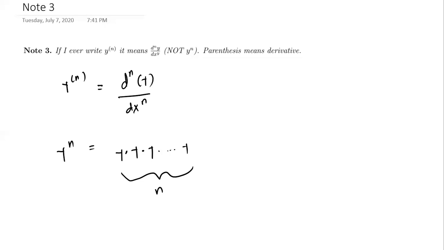So I introduced this so I don't have to keep writing, if the independent variable is clear, I might just write this instead of writing this because it's less writing, right? So as long as the independent variable is clear, I'm probably just going to use this here. So the way to remember this is in an exponent, parentheses means derivative. Like this, just a function to a parentheses power, that means derivative.